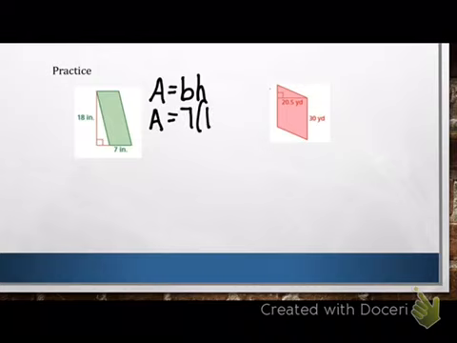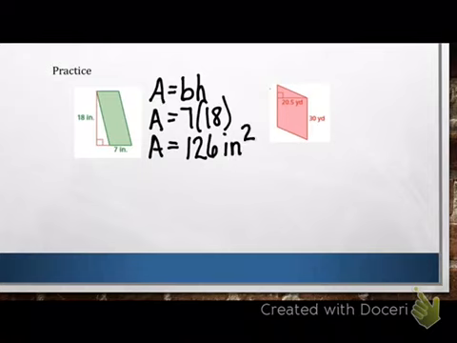7, and we know the height is 18. So now we're going to multiply 7 times 18, and A is equal to 126. My unit is inches, and they, of course, will be squared.